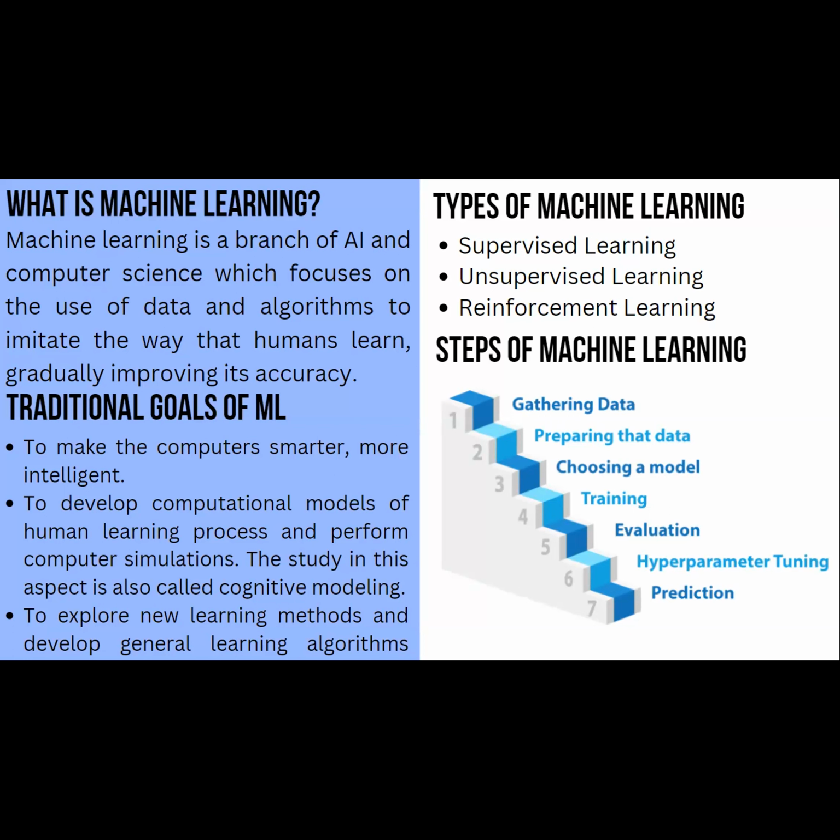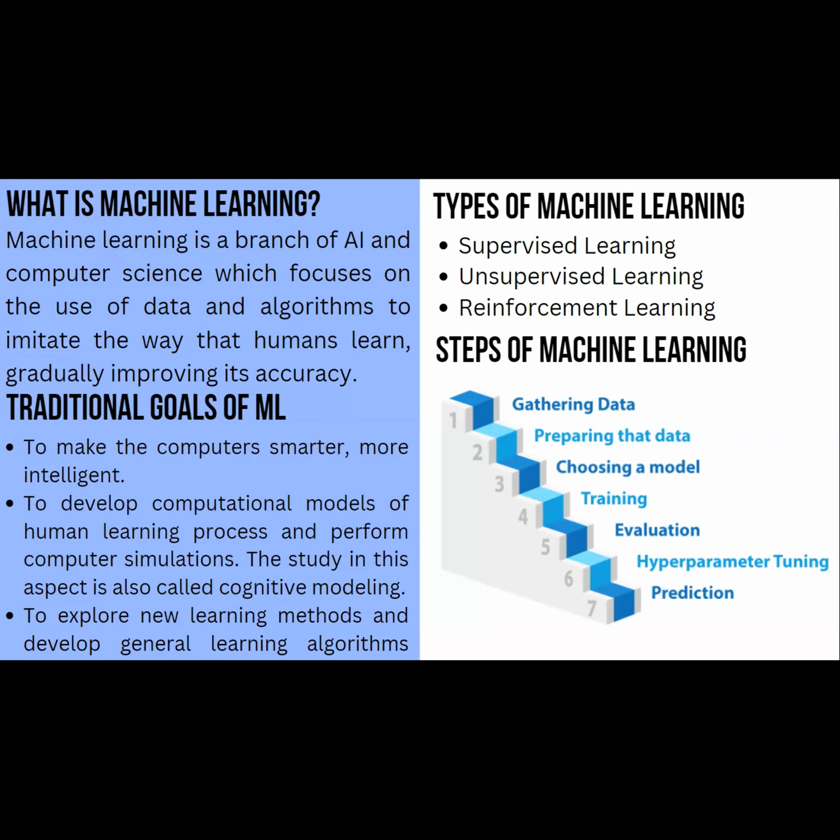What are the traditional goals of ML, machine learning? We want our computers to become smarter and smarter, and we have seen how it has been doing that. To develop computational models of human learning process and perform computer simulations. So as it has become smarter, the computers have eased the job of human beings. The study in this aspect is also called cognitive modeling. So when the computer replaces human beings with the help of the models, with the help of the algorithms, we call it cognitive modeling.